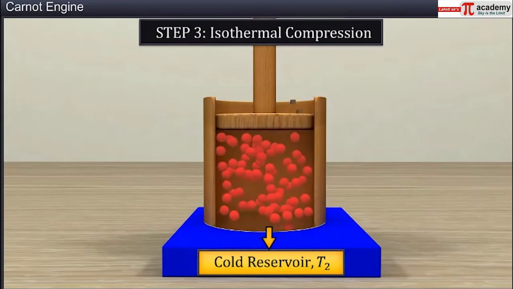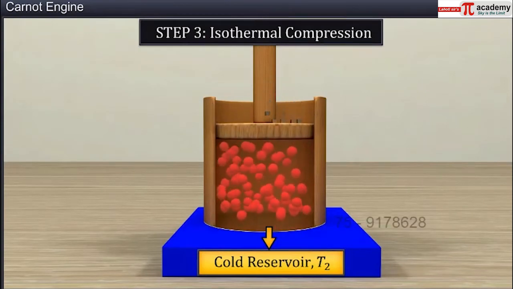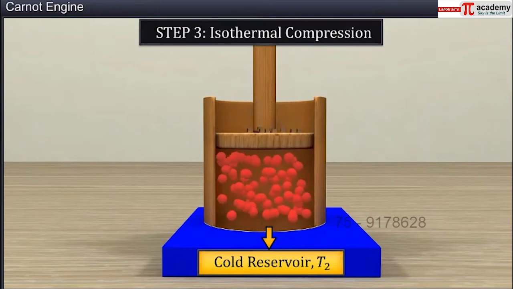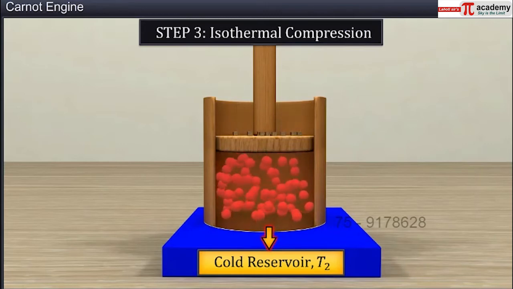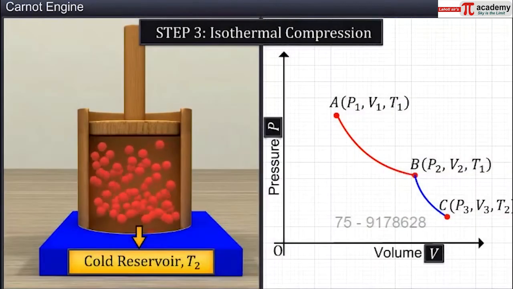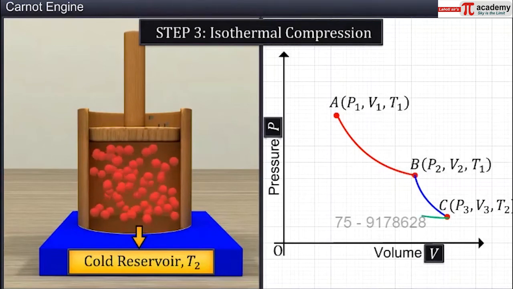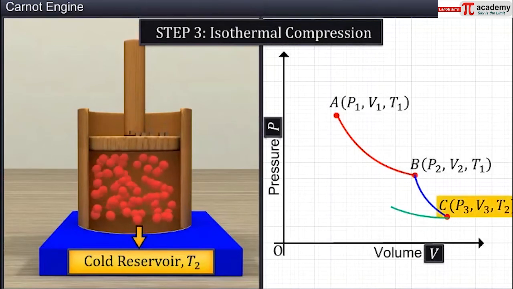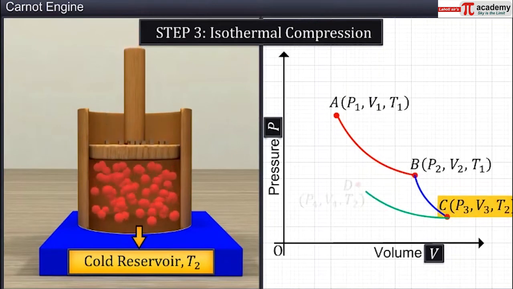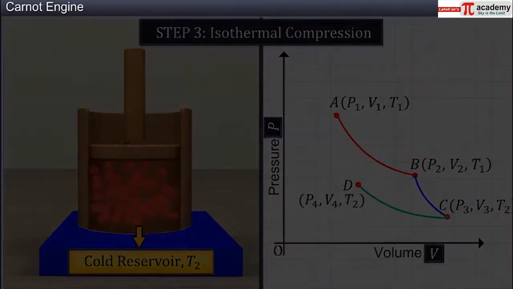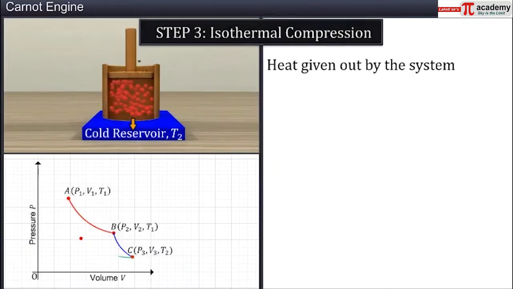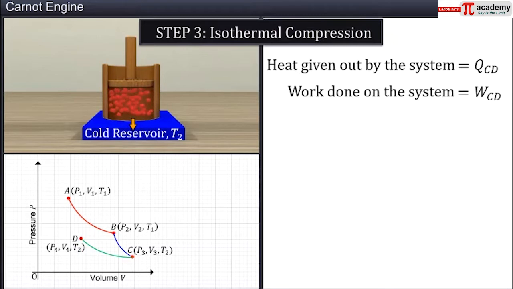By placing back some of the tiny weights on the piston, allow the gas to compress isothermally. In this process, the system releases heat to the cold reservoir. Assume that during the process, the state of the system is taken from C (P3, V3, T2) to D (P4, V4, T2). Let the heat given out by the system to the cold reservoir be QCD, and the work done on the system be WCD.